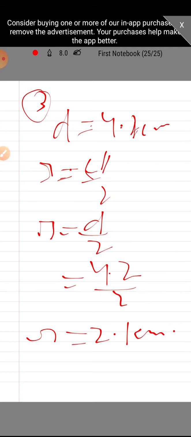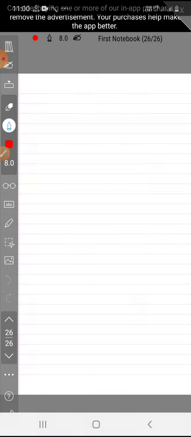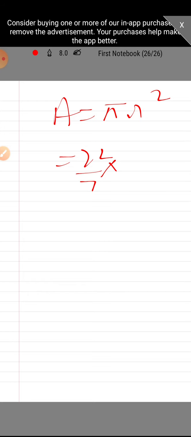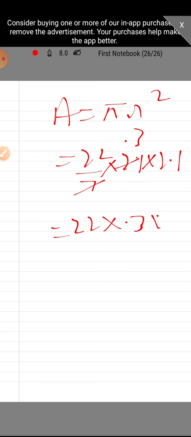Now you have to calculate area. Again, the surface of the coin is circular, so area is given by pi r square. So pi is 22 by 7, r is 2.1 into 2.1. Solving, we get 0.3. And if I wish to calculate the surface area, on multiplying we get 22 into 0.3 into 2.1. When we multiply, the total result comes as 13.86 centimeter square. You can check by multiplying.